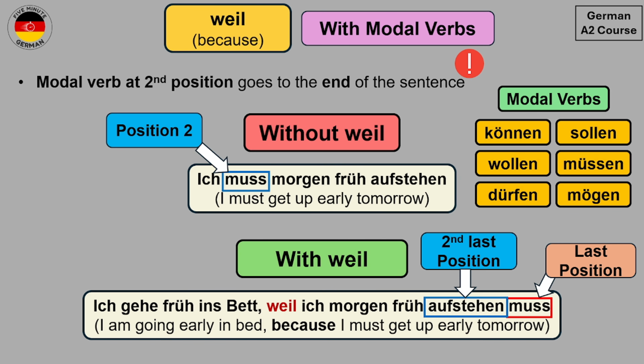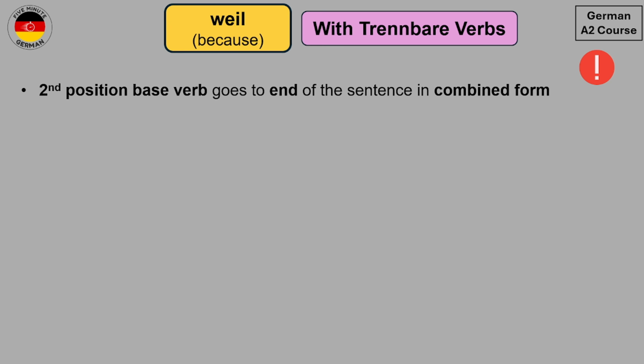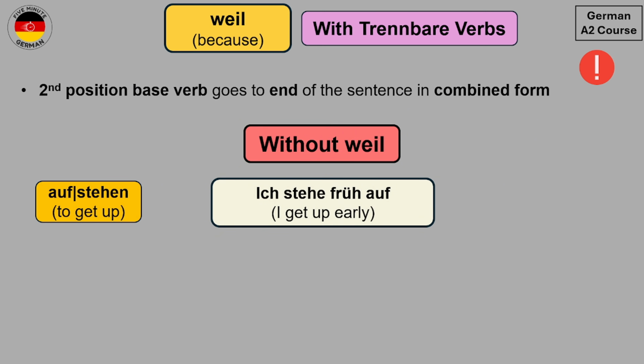Now let's take a look at how we can use weil with trennbare verbs, which are separable verbs. And in this case, the second position base verb goes to the end of the sentence in combined form. Now let's understand this with an example. And we will take the trennbare verb aufstehen, which means to get up. So a sentence without weil will be "Ich stehe früh auf." I get up early.